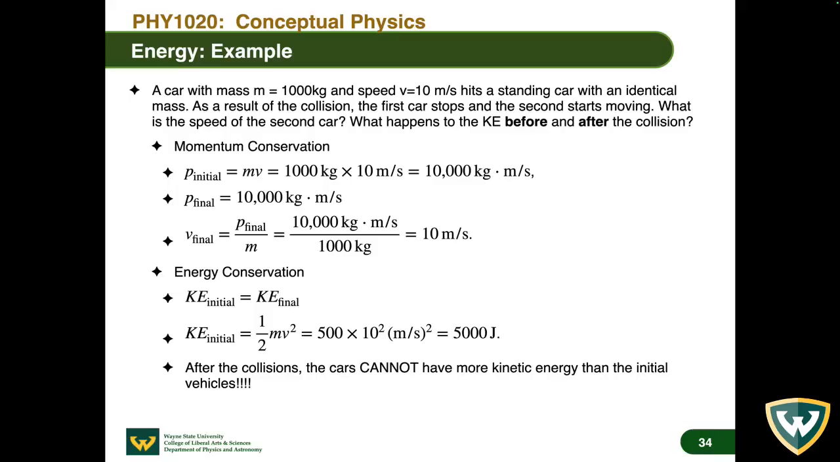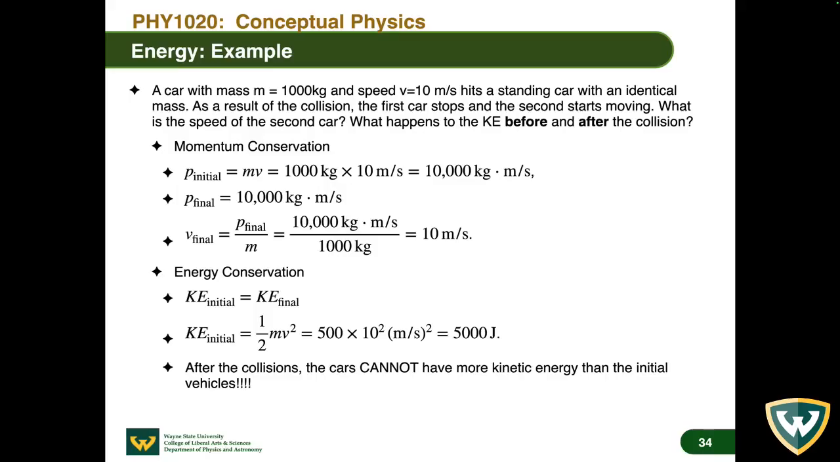So that means that after the collision, the momentum will also be 10,000 kilogram meter per second. However, we don't know the velocity of the second car. We are told that the first car stops, v equals 0, and the second car then has some velocity. Well, given that the two cars have the same mass, P final over the mass of the second car is going to be 10,000 kilogram meter per second over 1,000 kilogram. That's just 10 meter per second.